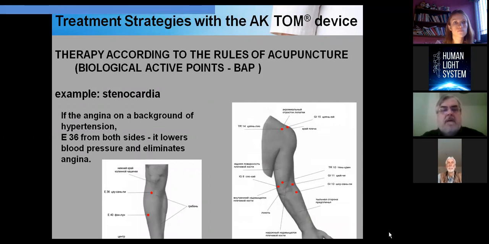Stenocardia. Other points will be influenced, especially the point E36, which is under the knee, and is widely used to influence the heart activity. Irena Istolna can tell you a lot about how they use this point to improve the stability of the heart rhythm and to lower blood pressure and eliminate the symptoms of angina pectoris.